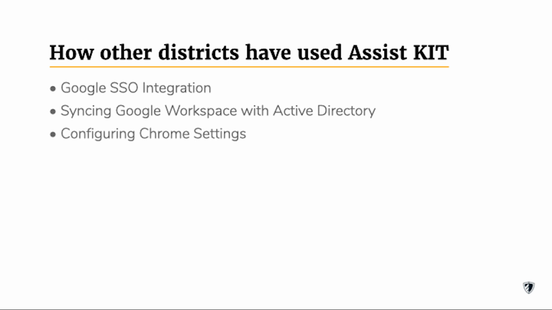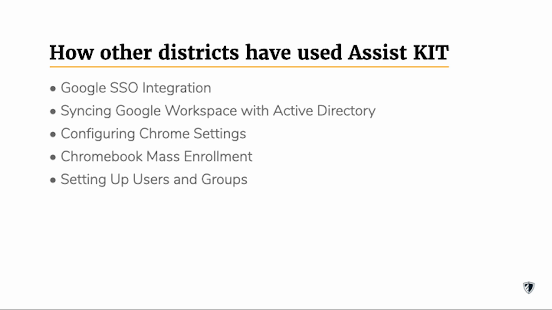This could be setting up Chrome settings like kiosk mode or programming tools to help you enroll large groups of devices. Or you could use your time to help set up user and group automation so you can better utilize Google Workspace to support your teaching and learning goals. These are just a few of the ways that schools have used the Assist Kit. Kincaid IT can help you with any need or project that you have.